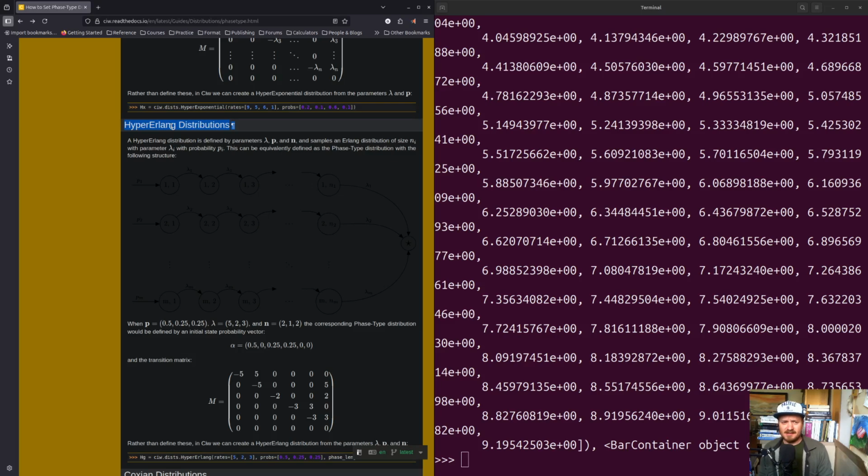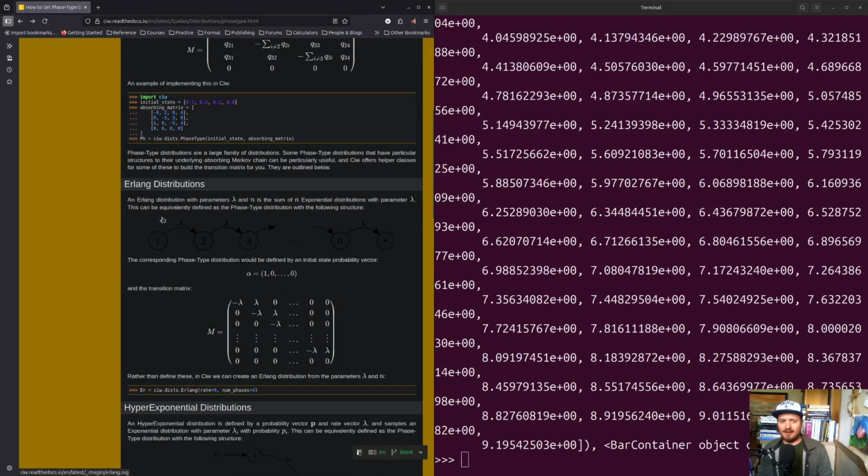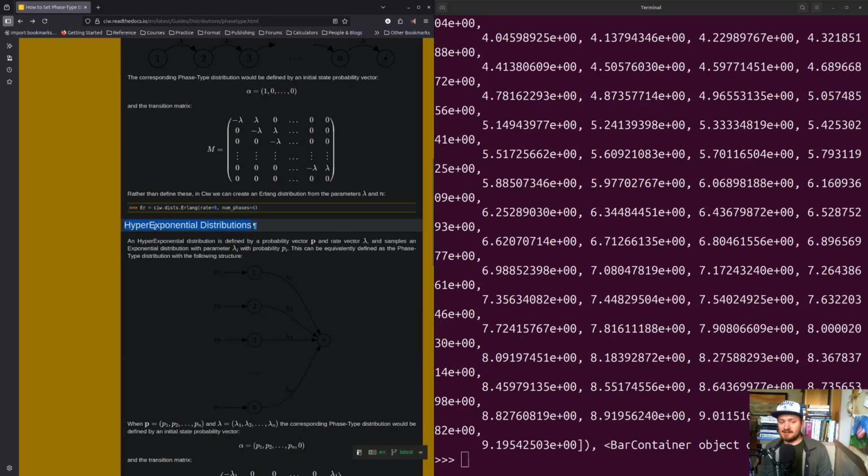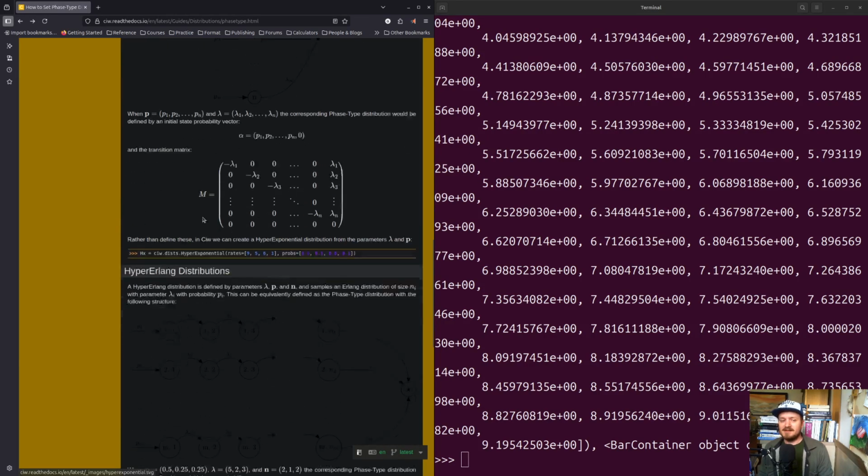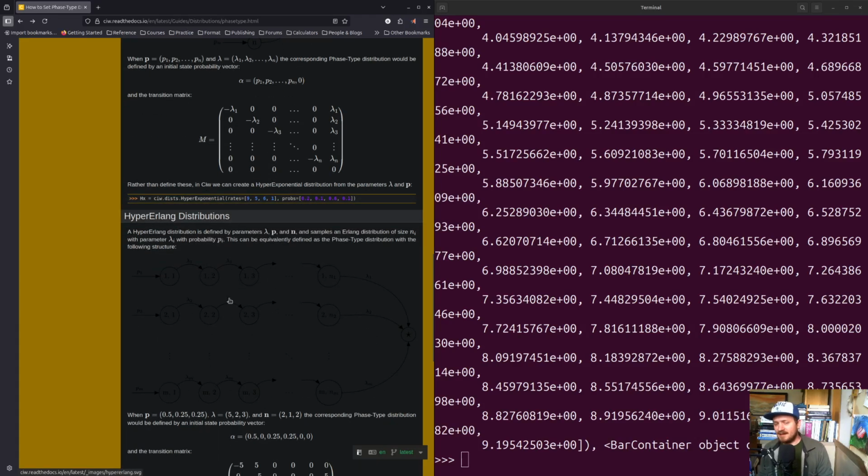Hyper-Erlang distribution. So if you remember the names we got before, Erlang came from summation of exponentials. Hyper-exponential came from mixtures of exponentials. Hyper-Erlang, you should be thinking this is going to be a bit of both. It's going to be a bit of summation and mixtures. Let's read the thing and then we'll look at the diagram. So a hyper-Erlang distribution is defined by parameters lambda, p, and n, and samples an Erlang distribution of size n sub i with parameter lambda sub i with probability p sub i. This can equivalently be defined as a phase type distribution with the following structure.